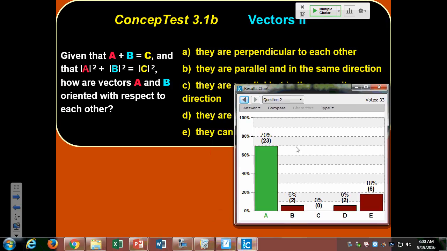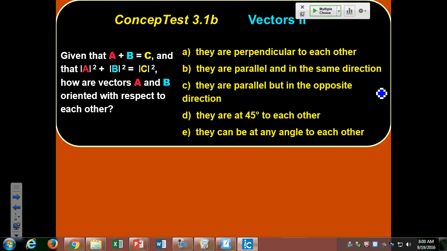Okay, good. Why are they perpendicular to one another? Why is it A? They're at a 90-degree angle, and I know that because of this relationship, which should stand out to you. This is the Pythagorean theorem. That is only true when they're at 90 degrees to one another, so if I have the vector A here, the vector B here, and the vector C here, this relationship is only true when this angle is equal to 90 degrees. It's only true for a right triangle.